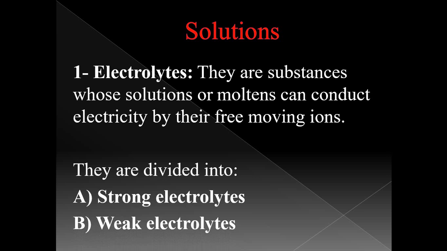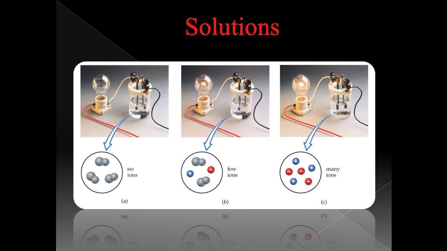We said that the solutions conduct electricity by the free-moving ions. So the conductivity of electricity depends on the free-moving ions. So we conclude that strong electrolytes are electrolytes that have a large number of ions, but weak electrolytes are electrolytes that have a low number of ions.